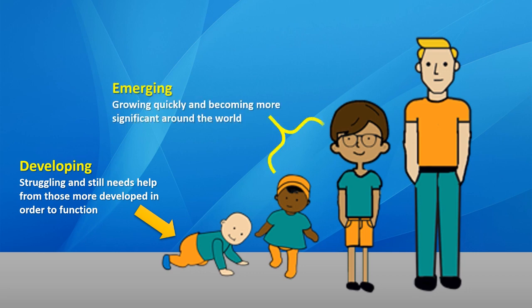The next two are emerging. These are growing very quickly and becoming more significant around the world. So countries like China, you could say, is an emerging country. It's growing very, very fast and it's becoming more significant. It's able to have more responsibilities, it's able to really hold up and it's beginning to show itself as a contender.